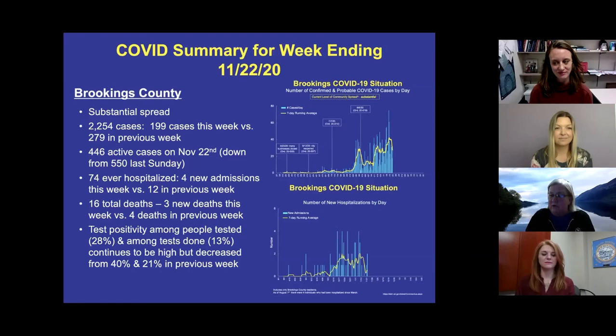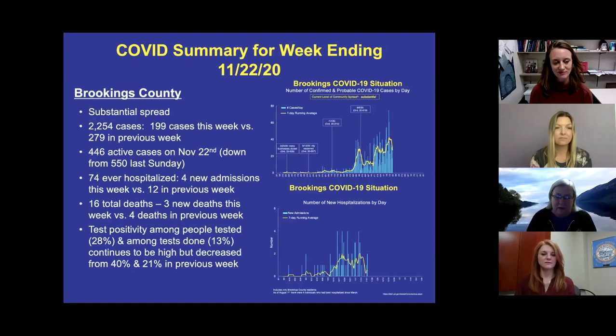We had 4 new admissions this past week compared to 12 in the previous week. 16 total deaths, 3 new deaths this week compared to 4 in the previous week. So that hasn't seen a big increase yet, but usually if you think of the time sequence, it's cases, hospitalizations, deaths. So when one starts dropping, eventually the next one will.